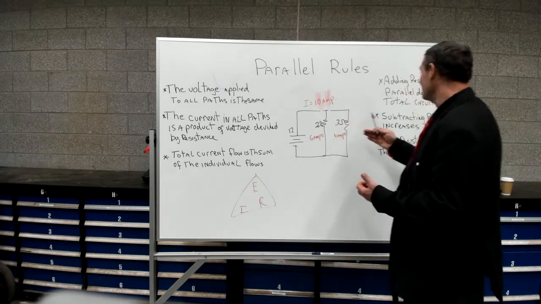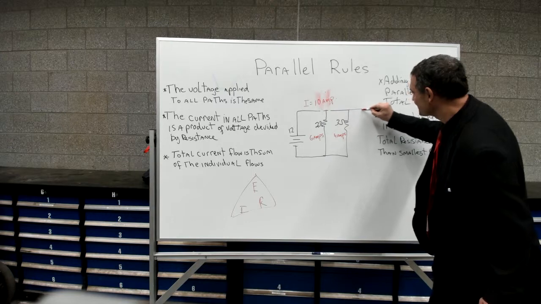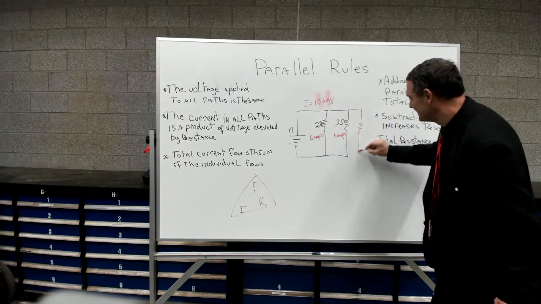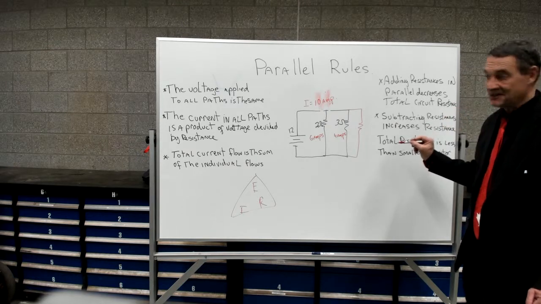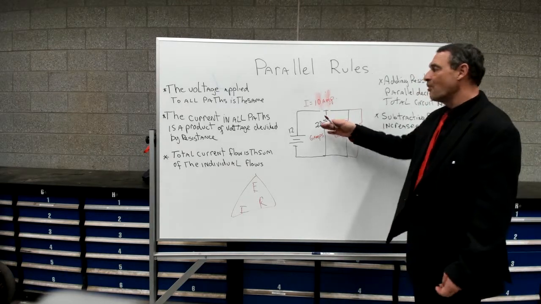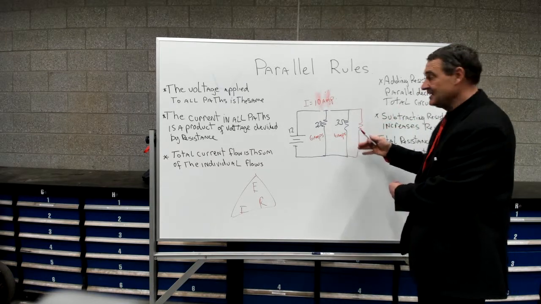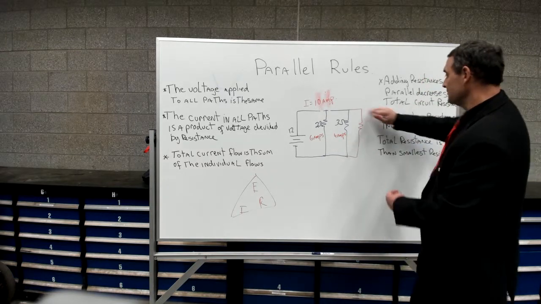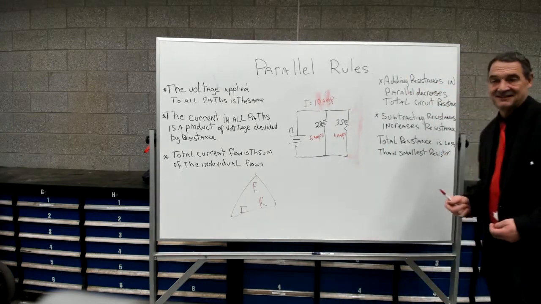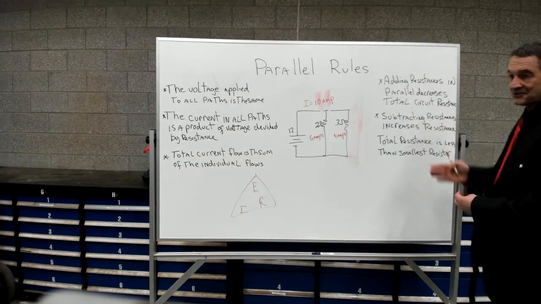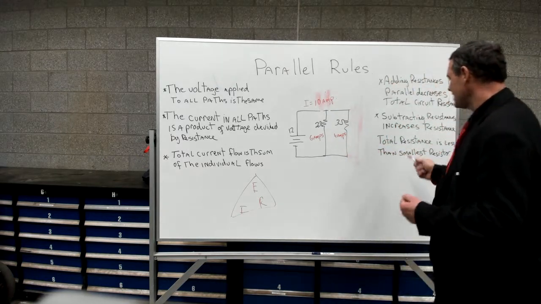The next rule is adding resistances in parallel. So let's add another resistance. It decreases total circuit resistance, so more current can flow because we just added another path. And the following rule, subtracting resistances, increases resistance in the circuit. So those are pretty easy rules. The last rule is the easiest of them all. It is a check.